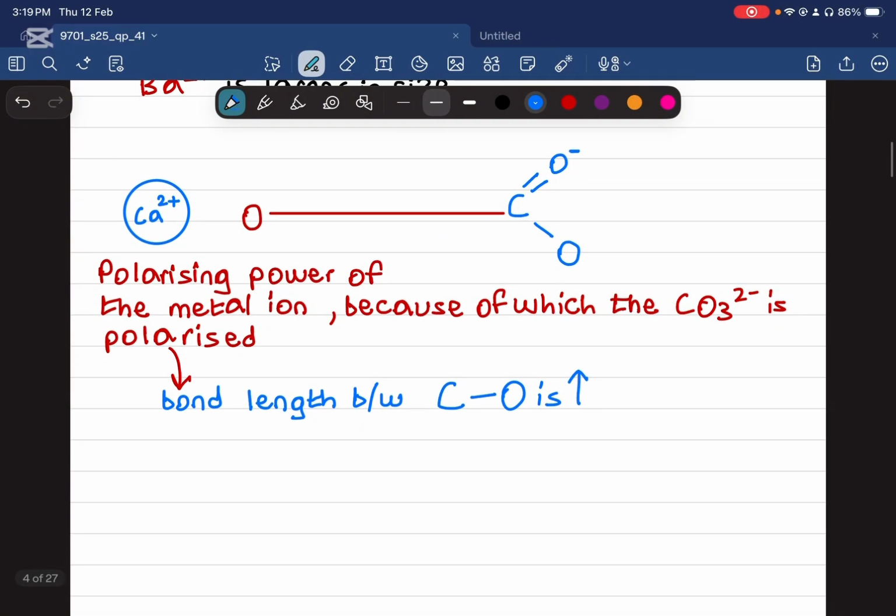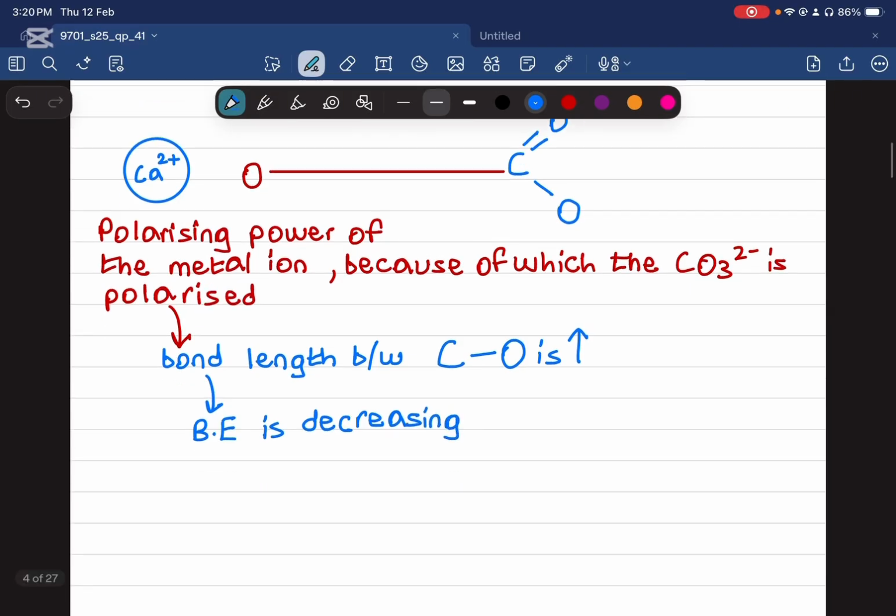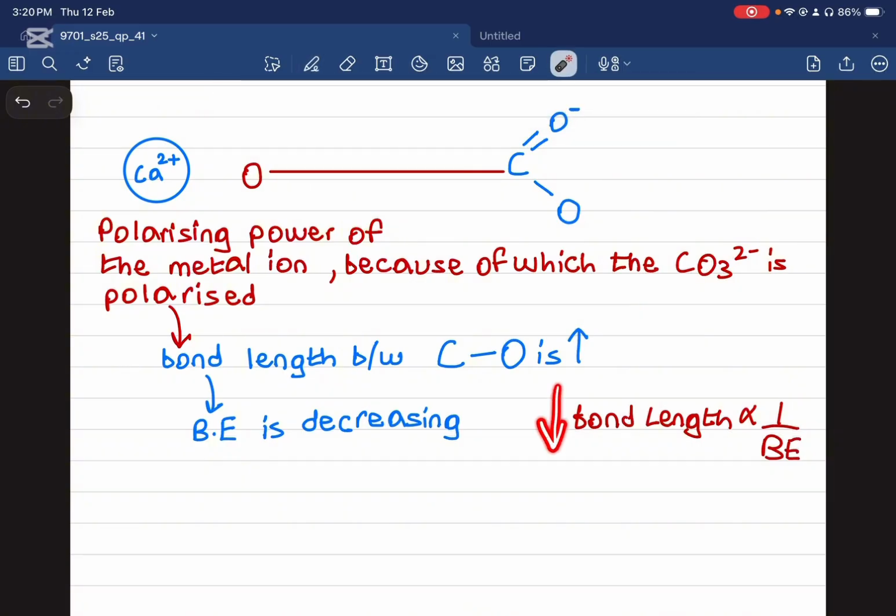Now, think about it. If the bond length is increasing, what's happening to the bond energy? It's decreasing. So the bond energy, short form B.E., is decreasing. What's going to be more difficult to break? Is it a smaller bond length or a bigger bond length? A smaller bond, right? Lesser the bond length, greater the bond energy. We learned this in AS chemistry that bond length is inversely proportional to bond energy. The smaller length of a bond you have, the greater the energy required to break it.